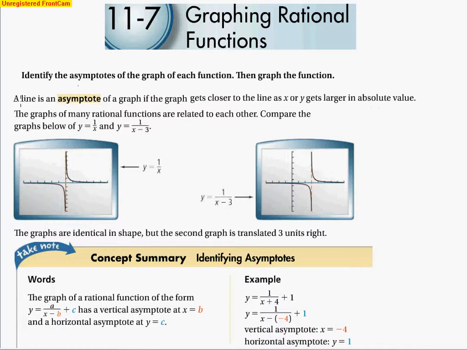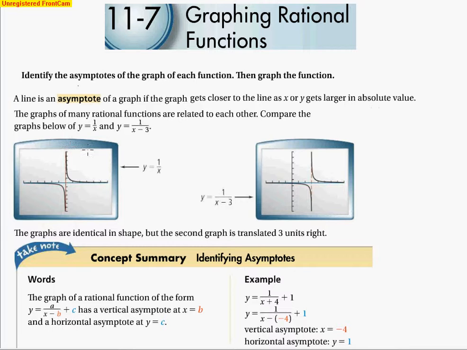A line is an asymptote of a graph if the graph gets closer to the line as x or y gets larger in absolute value. So let's take a look at our type of problem. First of all, a rational expression is one where we end up having x in the denominator. When we have x in the denominator, we can have excluded values. And that's what makes these asymptotes.